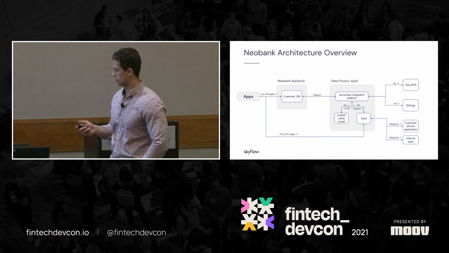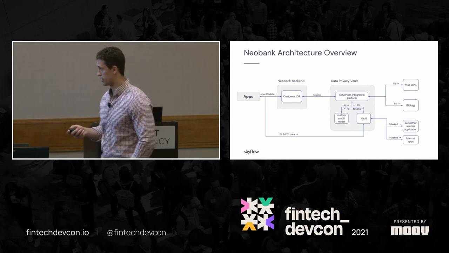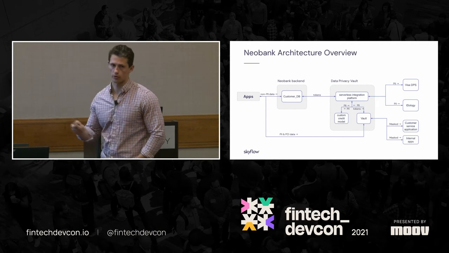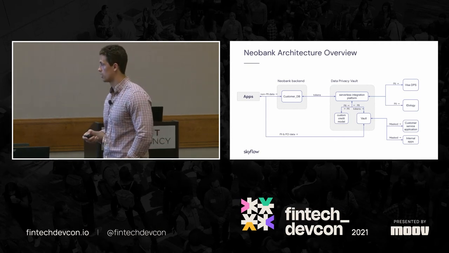So for them, this worked really well because for data they didn't need to put into the vault, they just put into their customer DB. For data they wanted to go into the vault, they just put it directly into the vault. And then they had an orchestration layer up here to manage all their different downstream integrations, their workflows from issuance to KYC and so on.